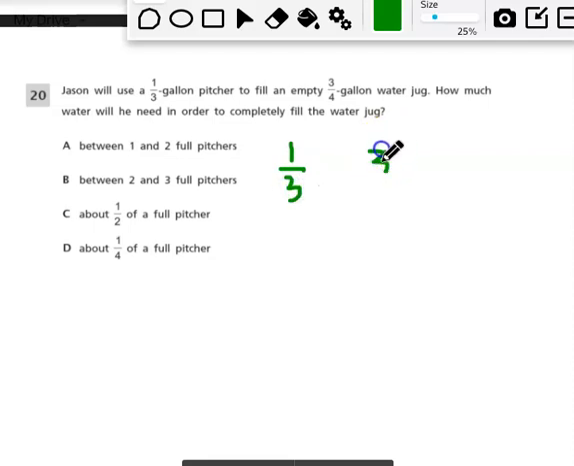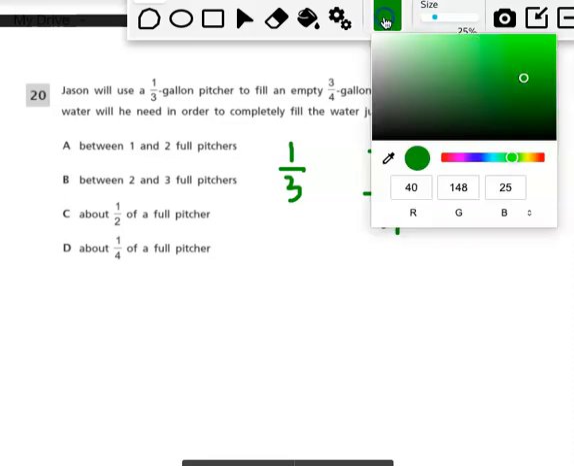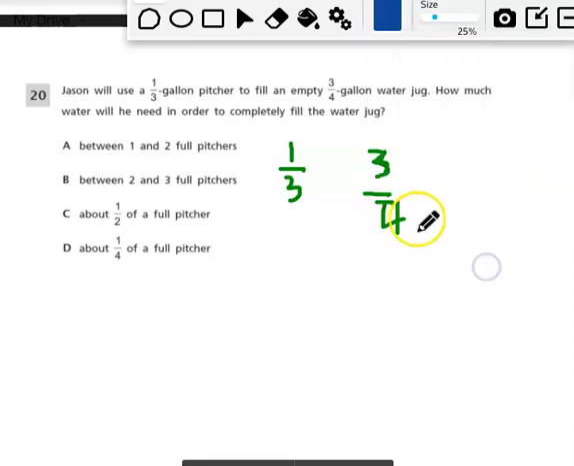I'm converting them into a different fraction. So the fraction will now be 4/12. No, the other one, this one. This is gonna be 4/12, and then that one would be 9/12.